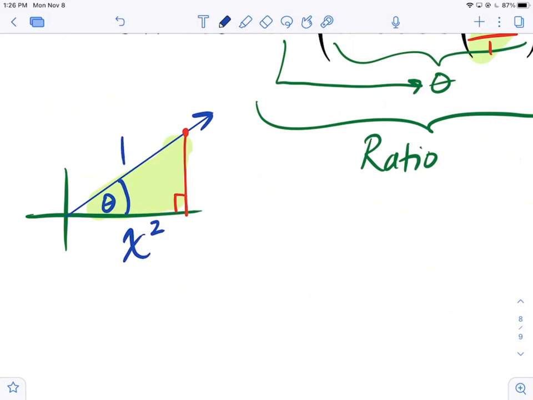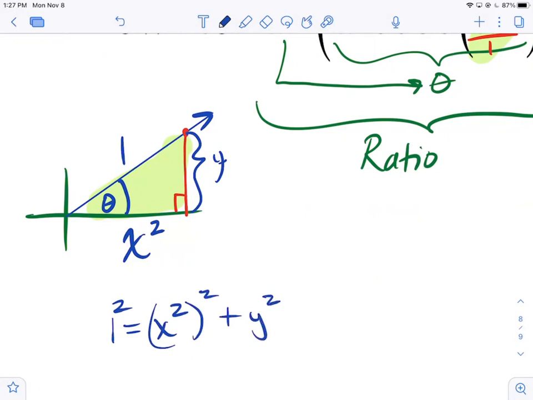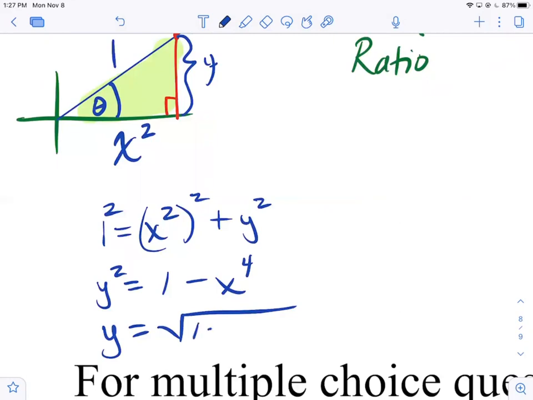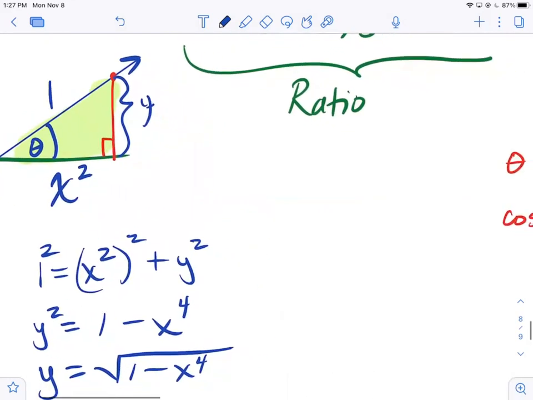Okay, now we have two sides of the right triangle. Can we then find the third side? Yeah, by the Pythagorean theorem, right? Let's call that y temporarily. So we get 1 squared equals x squared squared plus y squared. Let's solve for y. You're going to get y squared equals 1 minus x to the 4th. And now when you take the square root, you could do plus or minus, but we don't know which quadrant it's in. So if you stick with the PVR, you'll be fine if you go with the positive version. So you get the square root of 1 minus x to the 4th. So that's what this is.